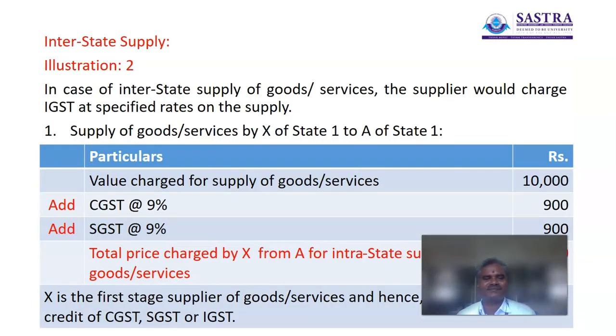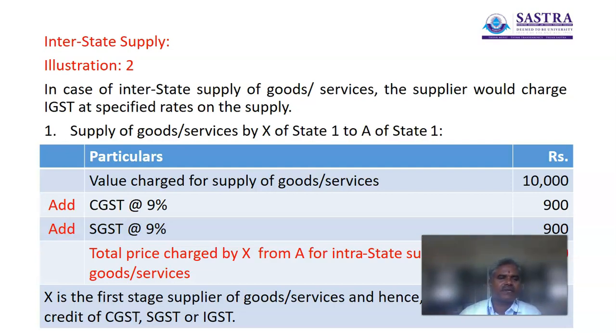Interstate supply. Interstate supply means when we do business or supply goods from one state to another state. Take for example from Tamil Nadu to Karnataka, from Karnataka to Madhya Pradesh, to Andhra, Andhra to Kerala, Kerala to Odisha, Jharkhand, Mizoram, Gujarat, Sikkim, whatever. The trade should happen between the states, not within the state.